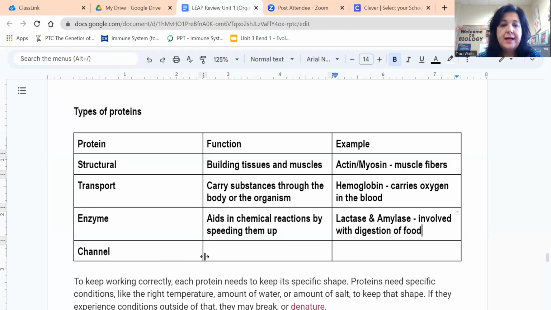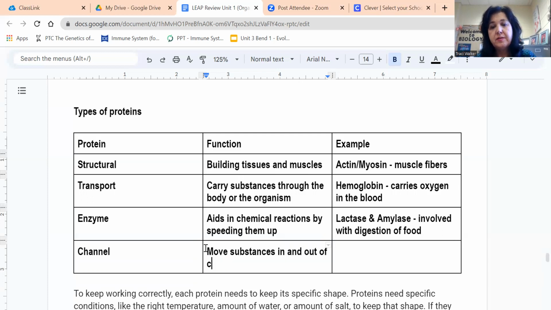And then the last type of protein is called a channel protein, and its function is to move substances in and out of cells. One that we talked about in class, if you were in my class, we made that channel protein. Remember, that could open and close, fold. We folded little pieces of paper. That's an example of a channel protein.